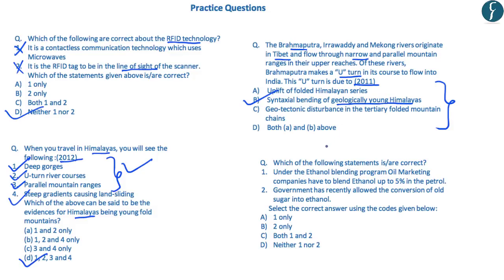The last question is, which of the following statements is or are correct? The first is that under the ethanol blending program, oil marketing companies have to blend ethanol up to 5% in petrol, which is incorrect because the current limit is 10%. The second is that government has recently allowed the conversion of old sugar into ethanol, which is correct. Hence the correct answer is B, that is 2 only.